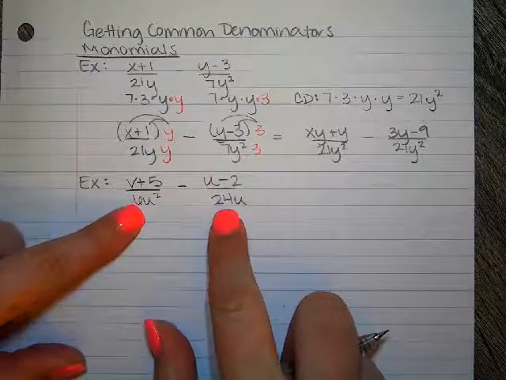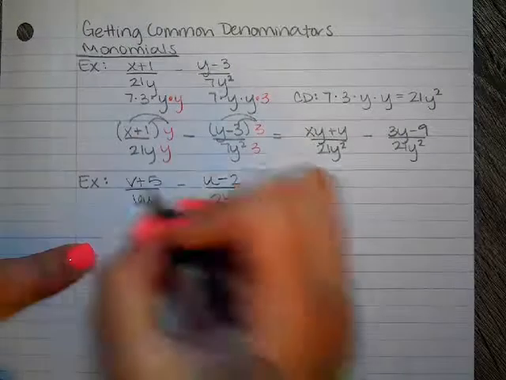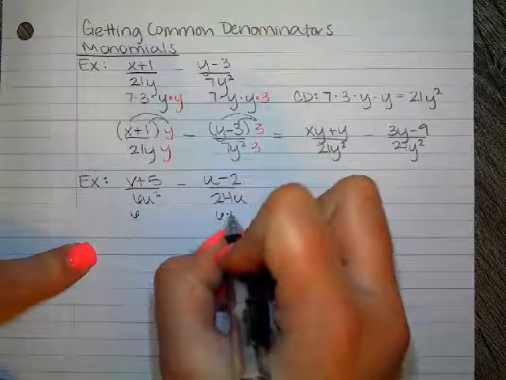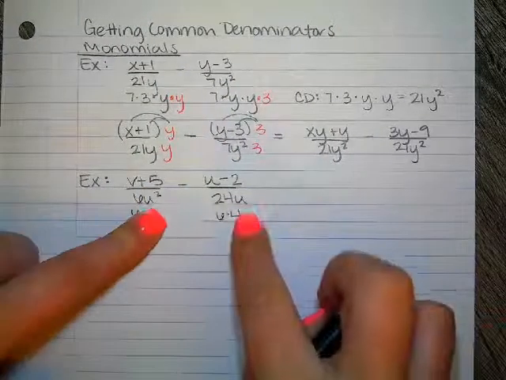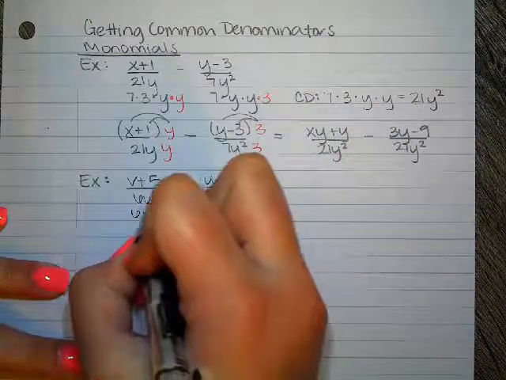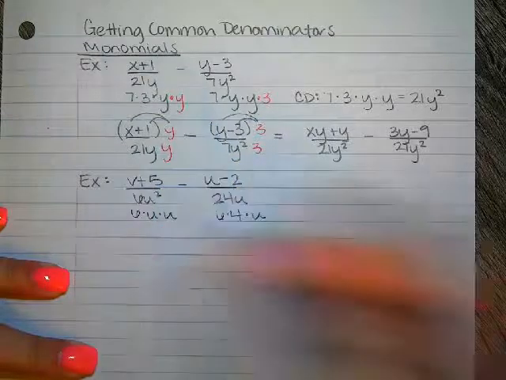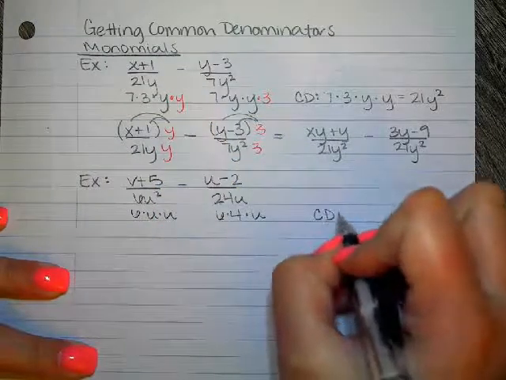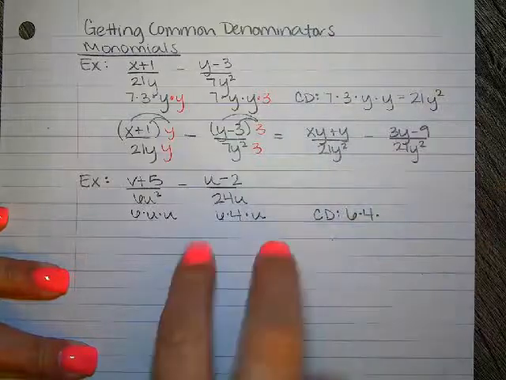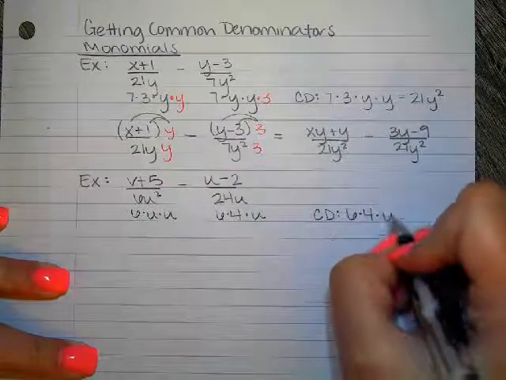Between the 6 and the 24, they have a 6 in common. So this would be the 6. 24 would be 6 times 4. Between the u and the u squared, this one needs a u. This one is going to need a u times u. So the common denominator is 6 times 4, and then we need the u squared, u times u.